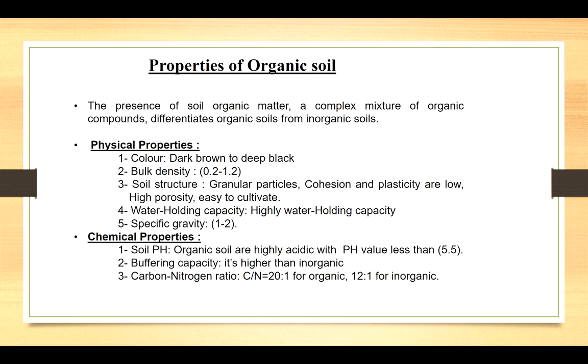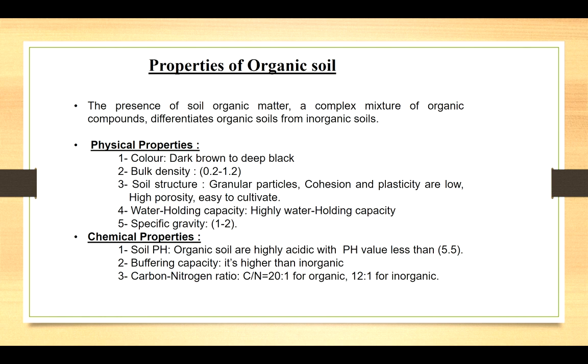Properties of organic soil are generally categorized as physical properties and chemical properties. The physical properties consist of the color, bulk density, soil structure, water holding, and specific gravity, which ranges from 1 to 2, and the optimum moisture specific gravity of organic soil is 1.5, and the bulk density also ranges between 1.2 to 1.2.